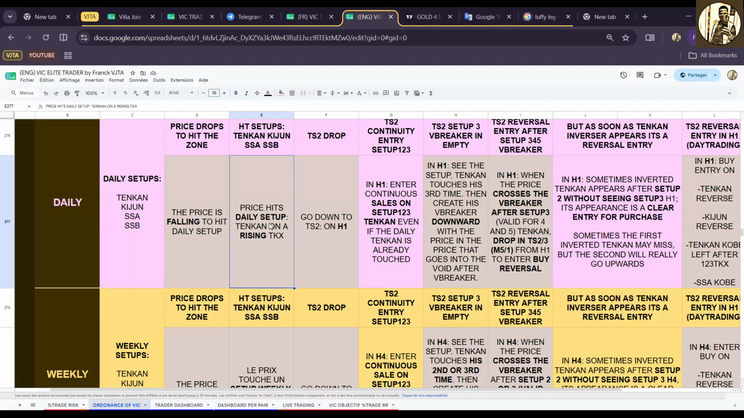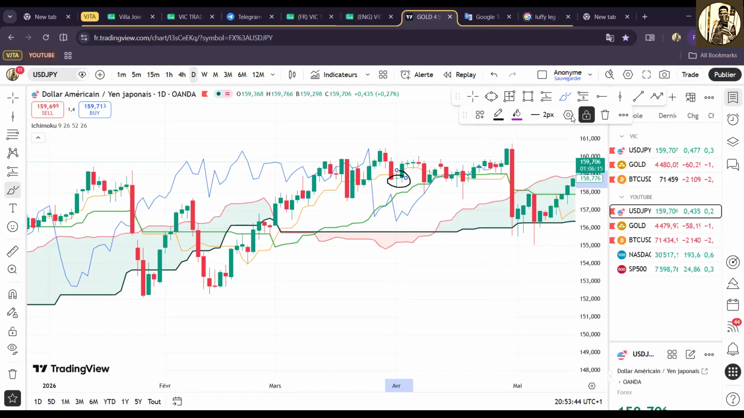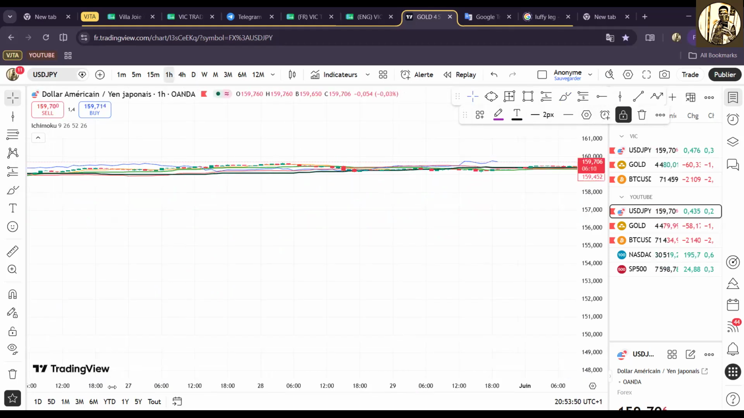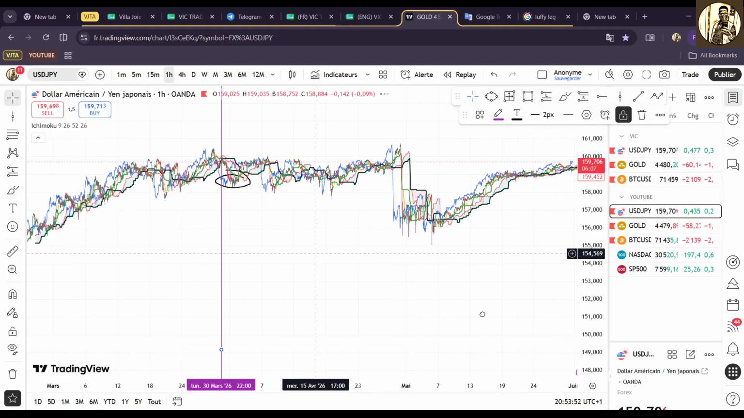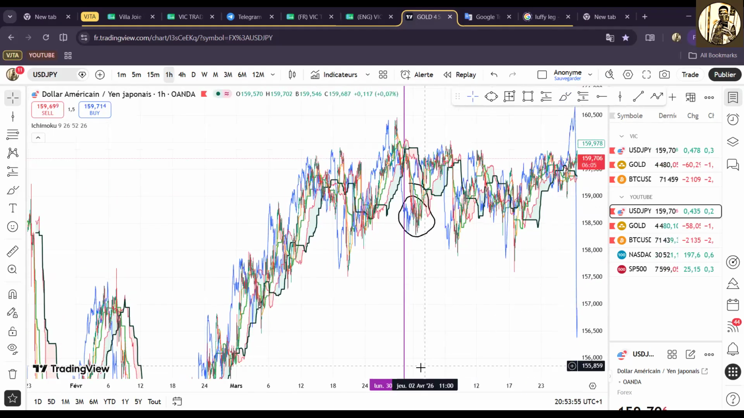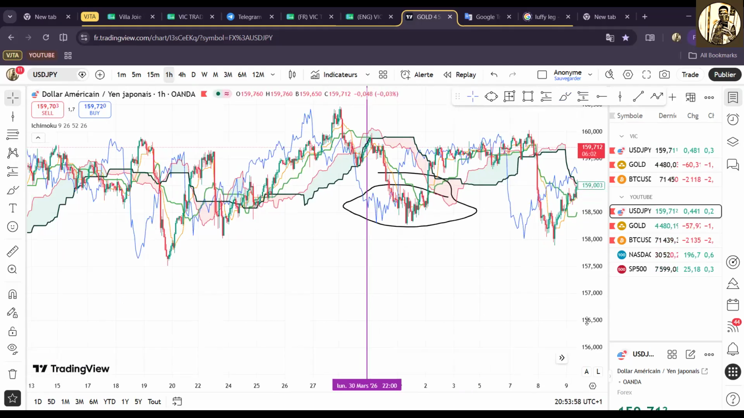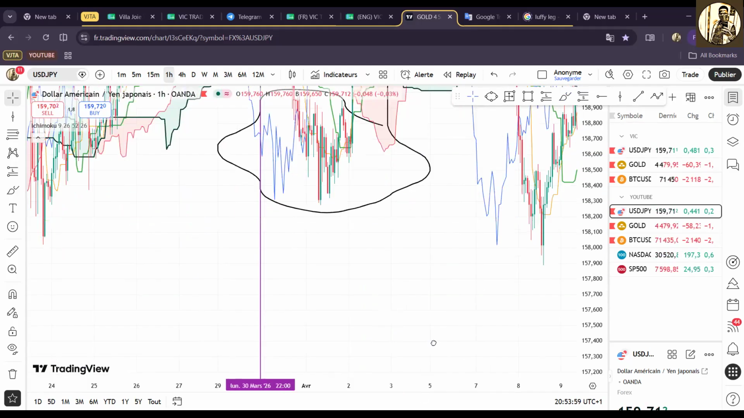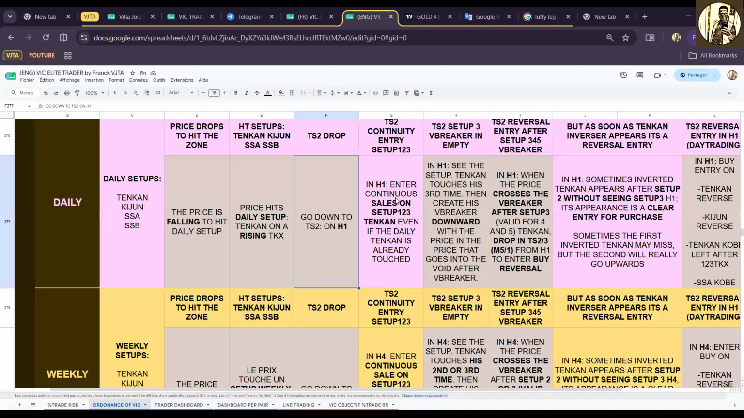Now, the price has touched the Tenkan setup and on a rising ticket cross, go on H1. So we go on 1 hour at this level. Then what we're going to see is that on H1, right, keep selling the price.